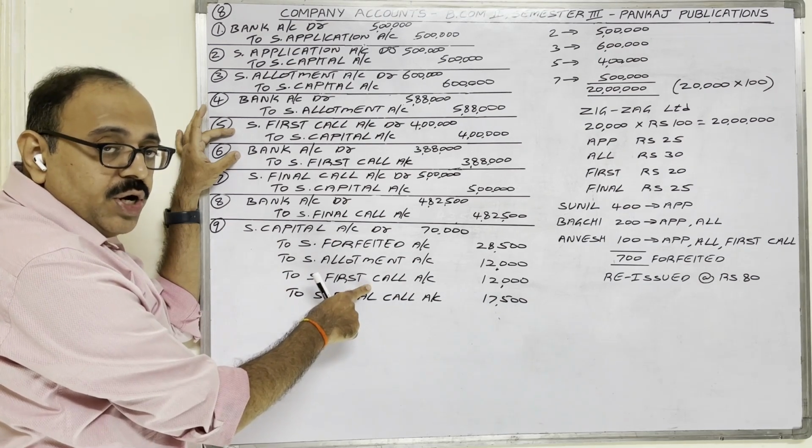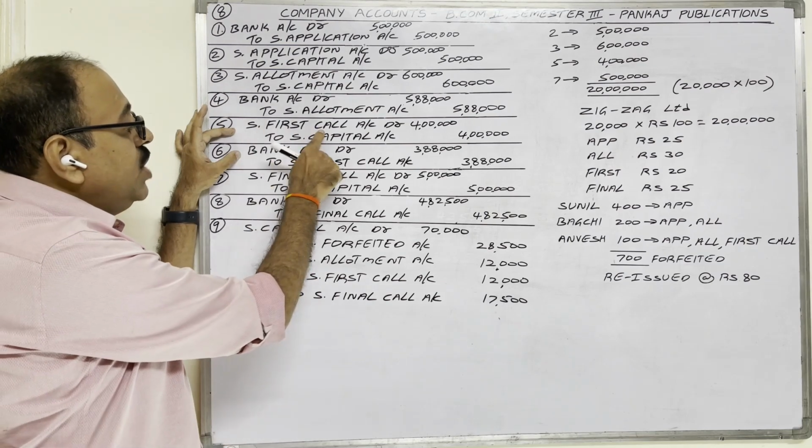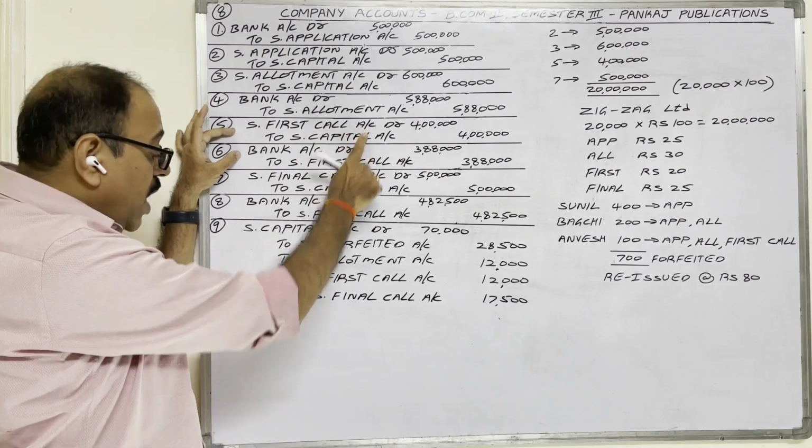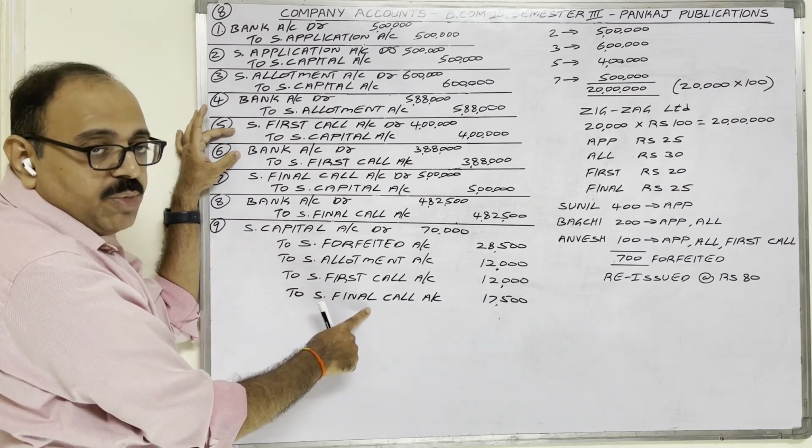Now money is not going to come. So they are not debtors for 12,000 now. By debiting, we have created a debtor account. To cancel, we have to credit. For share final call also same explanation.